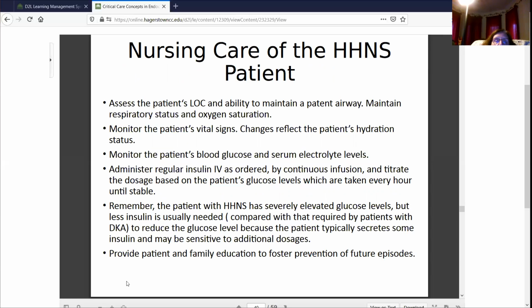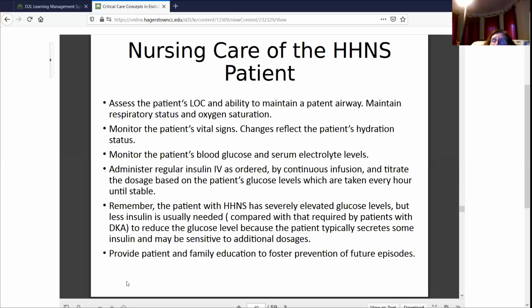Nursing care of the HHNS patient: assess the patient's level of consciousness and ability to maintain a patent airway, and maintain respiratory status and oxygen saturation. Monitor the patient's vital signs. Changes reflect the patient's hydration status. Monitor the patient's blood glucose and serum electrolyte levels. Administer regular insulin IV as ordered by continuous infusion, and titrate the dosage based on the patient's glucose level, which is taken every hour until stable, or however it's been ordered by the healthcare provider.